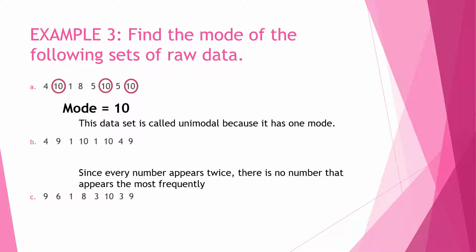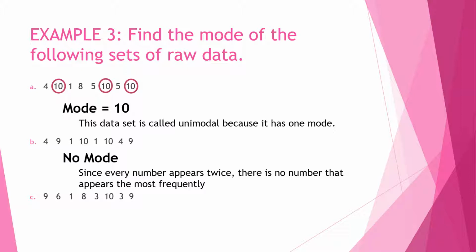Alright, notice our second data set. It says 4, 9, 1, 10, 1, 10, 4, 9. Notice that each number appears twice. So since each number appears twice, there is no number that occurs the most frequently, and so we say there is no mode.